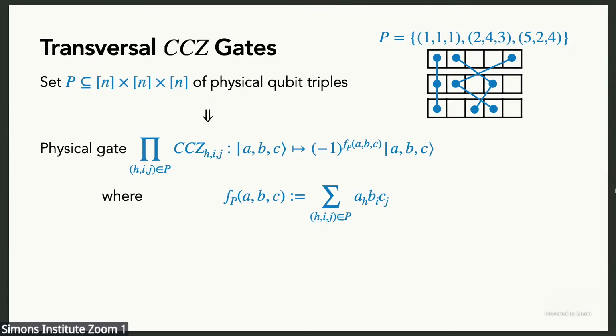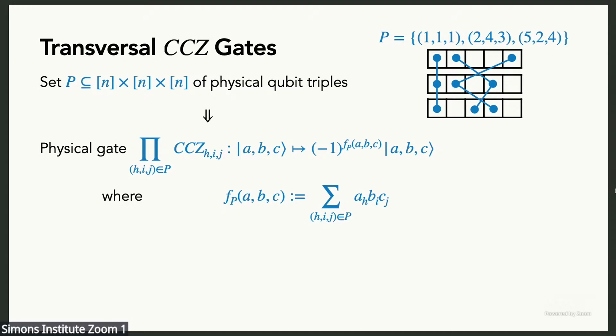Great, so what are transversal CCZ gates in this language? If we're given some set of triples of physical qubits, so P is just some subset of n cross n cross n, then we can imagine doing a physical gate where we just perform physical CCZ on every triple of qubits inside the set P. For instance, as shown in the top right, if P is the set of (1,1,1), (2,4,3), and (5,2,4), we just do CCZ on the first qubits of 3 successive code blocks, on qubits 2, 4, and 3, and then we do a CCZ on qubit 5, qubit 2, and qubit 4. So P just says on which physical qubit triples we do a CCZ.